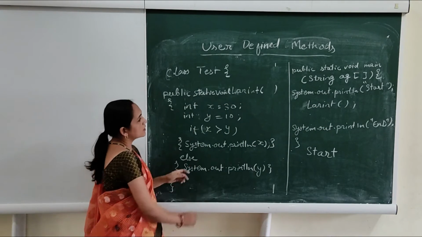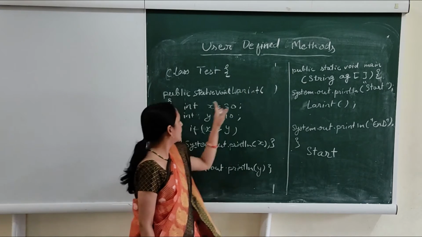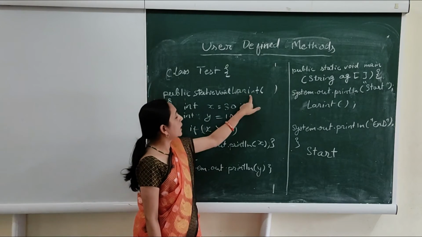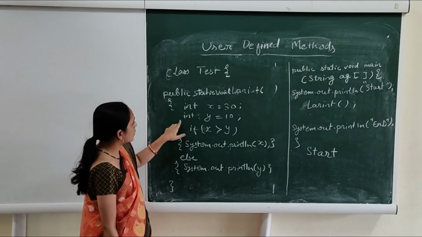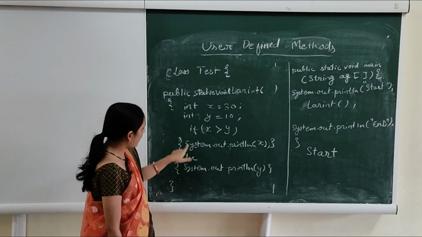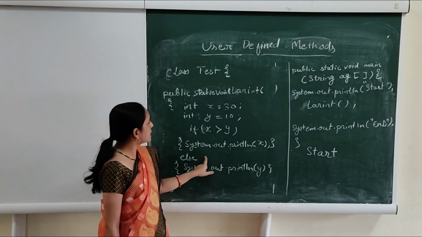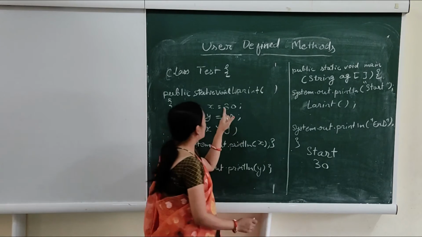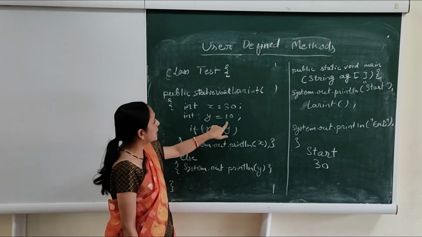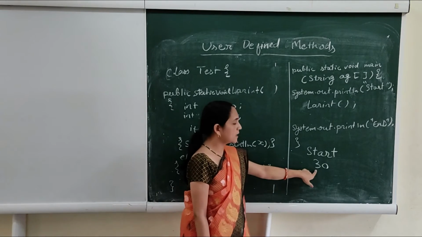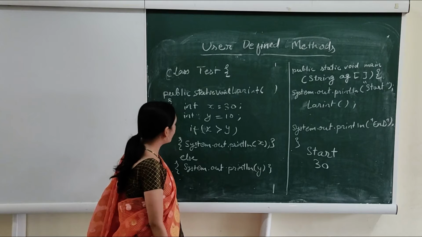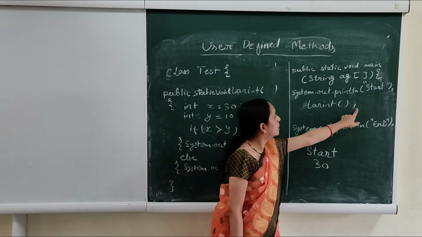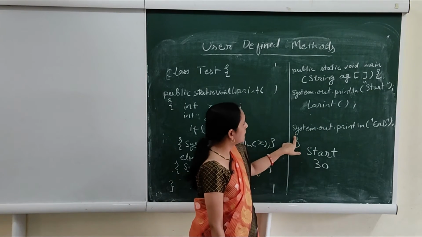So here it will transfer, from here it will come here because we have defined the function here. Now it will execute all the commands, and then finally it will print here, "our greatest number is x." So here it will print 30, because among 30 and 10, 30 is the largest number. After execution of this code, again it will come here, and then it will execute this statement.